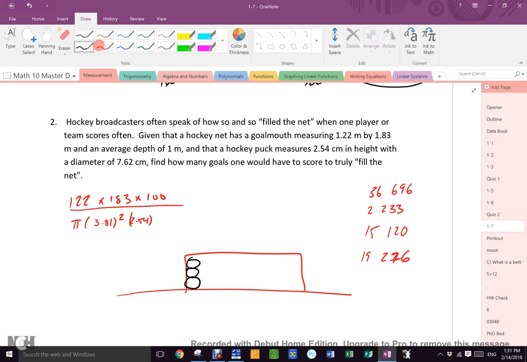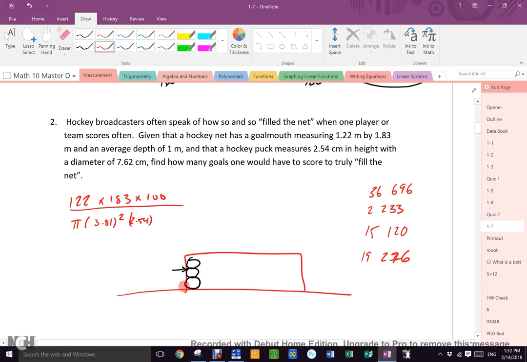What is right there? Empty space. Does the puck fill up that empty space? No. So can you do volume and volume? No. But you're still going to do volume. And here's what I mean.